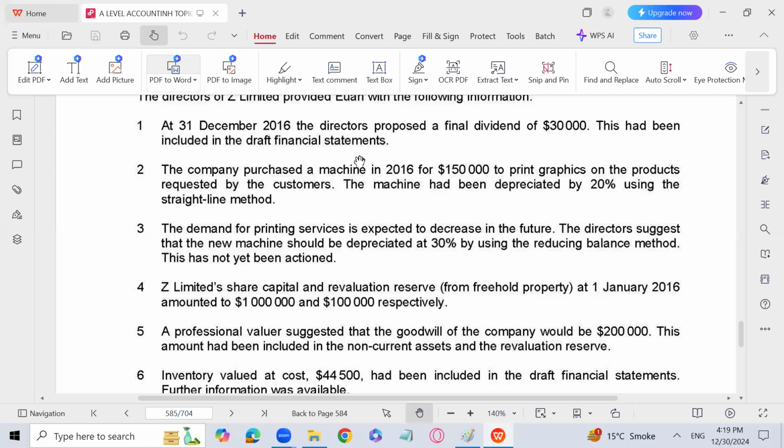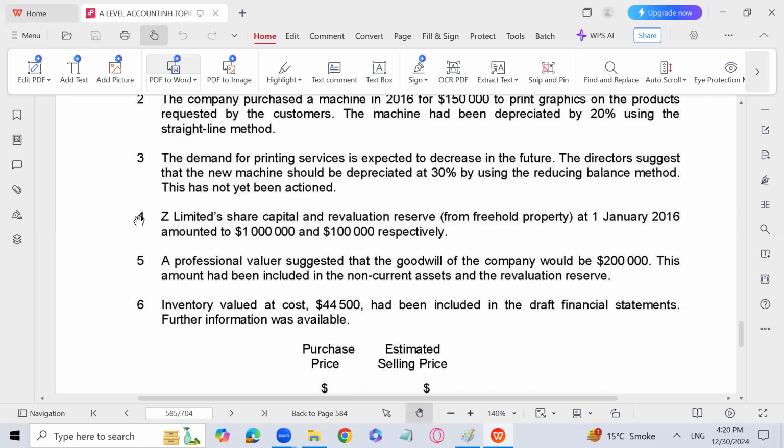So that's why we have changed the method from 20% to 30%. According to IAS 16, there should be more depreciation through the reducing balance method rather than the straight line method, because the machine is decreasing its value more in the early years and less in the later years, because the demand has decreased. So that is the reason we are using this.